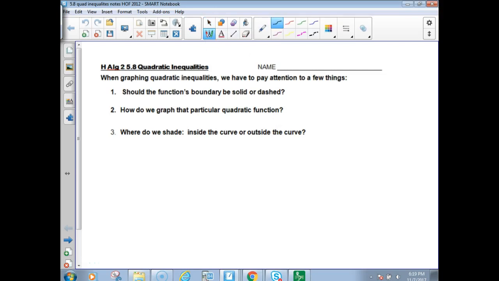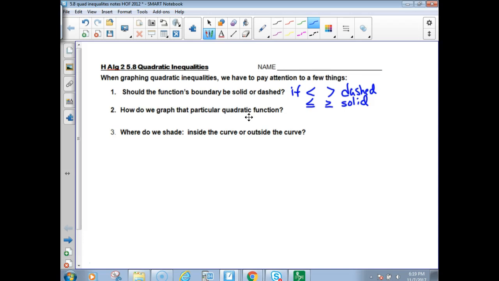Hello. Today we're going to do 5.8 quadratic inequalities in Honors Algebra 2. When graphing quadratic inequalities, we have to pay attention to a few things. Should the function's boundary be solid or dashed? Well, if it's less than or greater than, then it's going to be dashed. If it's less than or equal to or greater than or equal to, it should be solid.